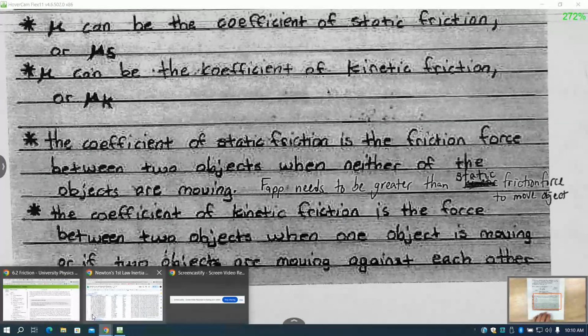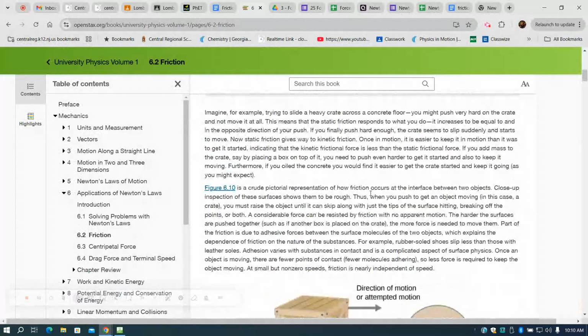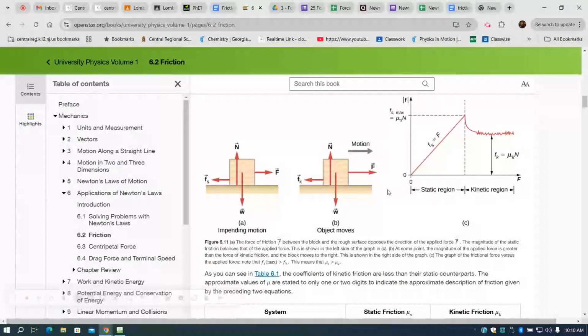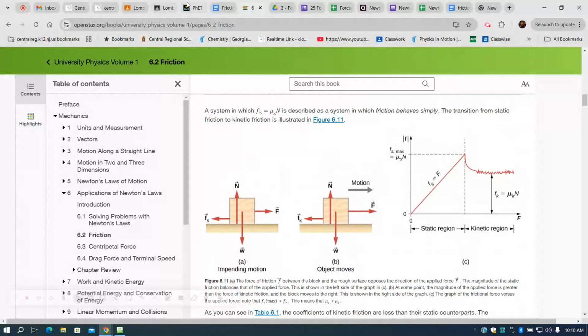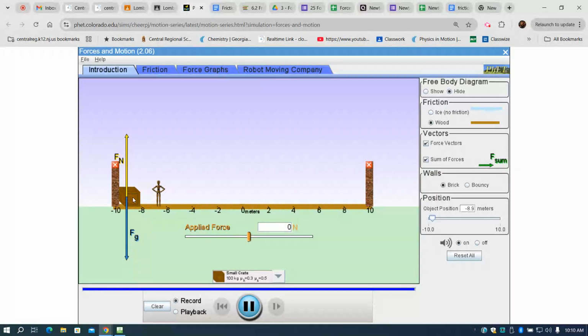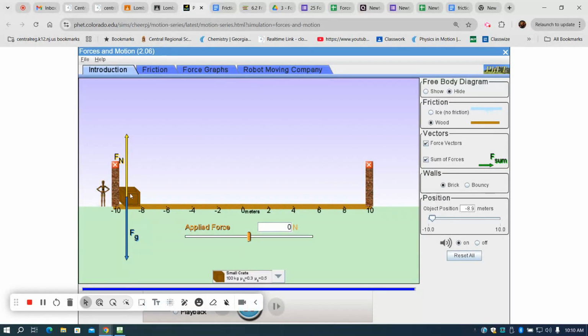So, kind of just showing this graph here, and then the simulation. If we know the mass of this object, we can calculate exactly how much the static friction force is. We know the coefficient of static friction. We know the mass, so mass times gravity times the coefficient of static friction. This object has a maximum static friction force of 490 newtons.